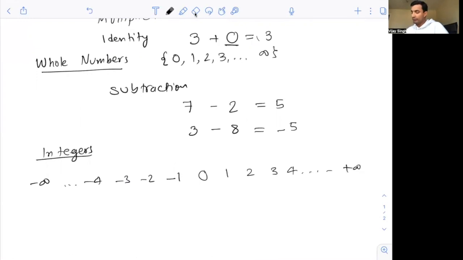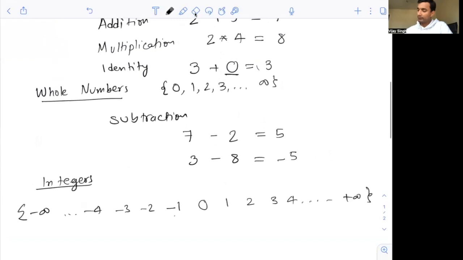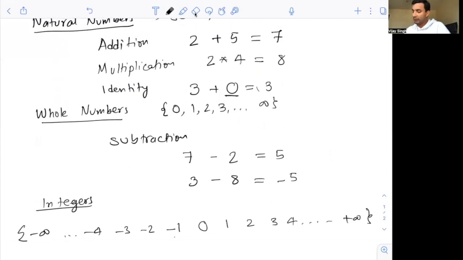So this set of numbers that has all positive numbers, 1, 2, 3, 4, and so on, includes the value 0 and has all the negative numbers, minus 1, minus 2, minus 3, minus 4. This set of numbers is called integers. Now, once you have the integers, we have these operations: addition, multiplication, identity, and subtraction.